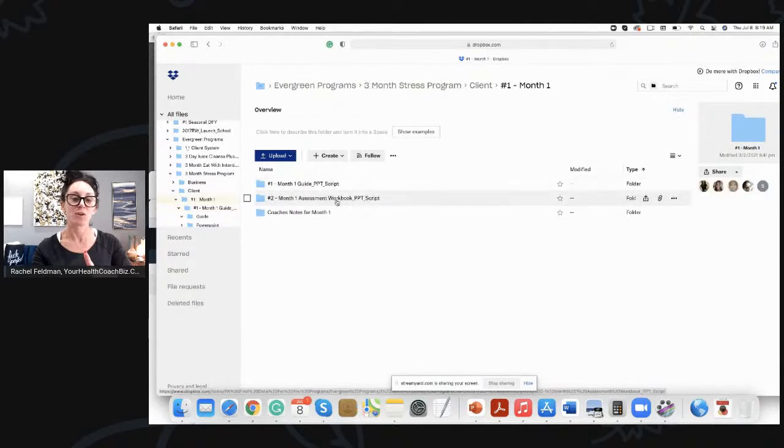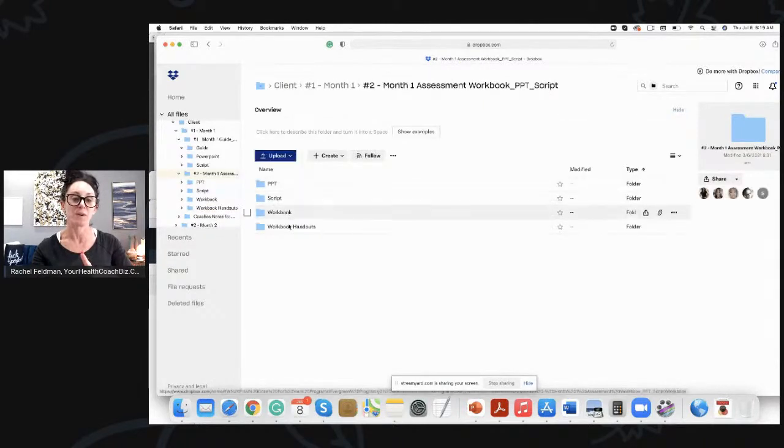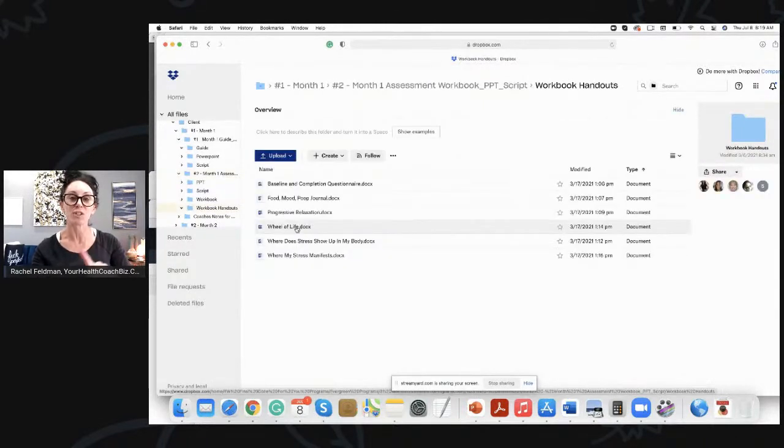And I'm going to just show you how you can go in here and go to these individual worksheet handouts. The components within understanding stress and the subtopics of this are: one, baseline completion questionnaire, so first, find your baseline. Two, understanding your food, mood, and poop journal. Three, progressive relaxation. Four, the wheel of life. Where does stress show up in my body?